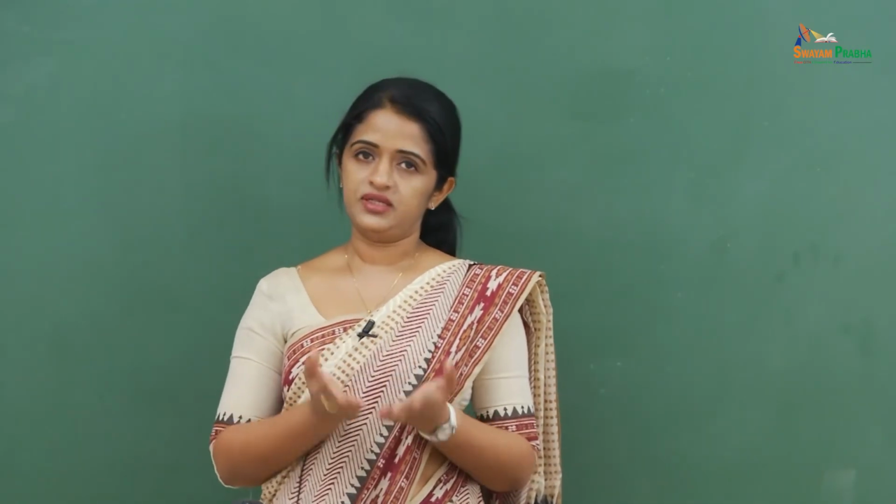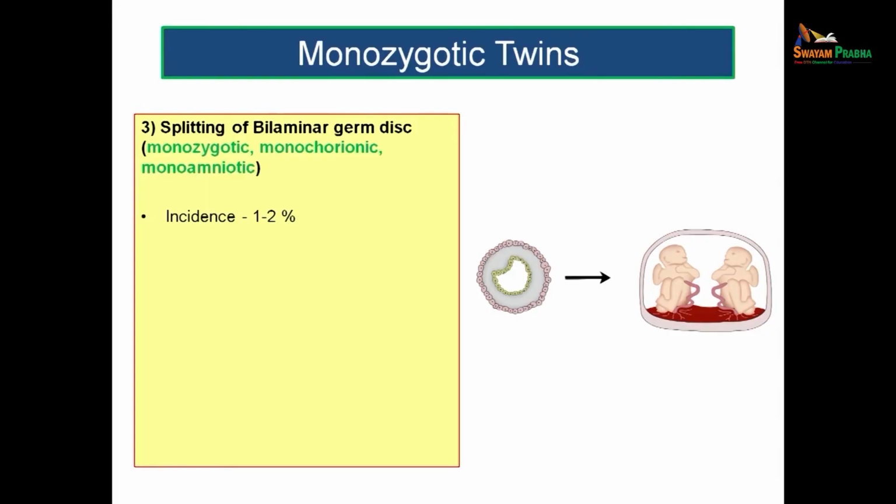Because when the division is happening at the formation of bilaminar germ disc, there the amniotic cavity has already been formed. So, if at this stage the division is happening, then you will be getting the two fetuses within a single amniotic cavity. So, as a result, they will be having a single chorionic cavity and a single amniotic cavity. So, you call it as monozygotic, monochorionic and monoamniotic. And the incidence is said to be 1 to 2%.